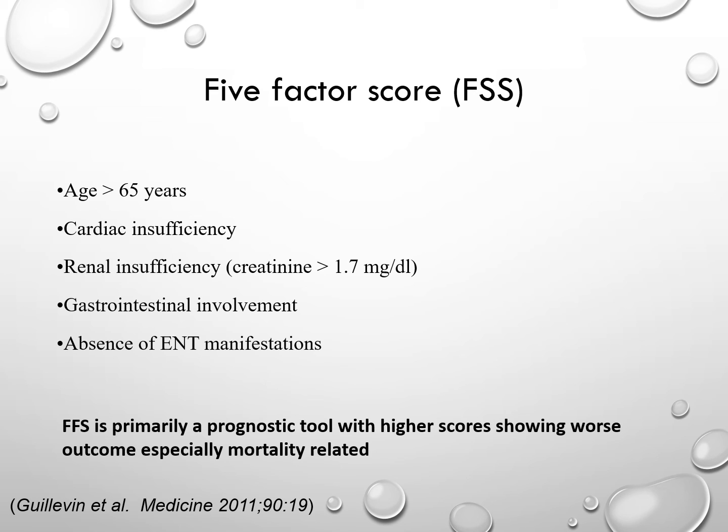In 2011, the five-factor score was revised. Proteinuria and CNS, two items, were omitted, and age more than 65 and absence of ENT manifestation were added. According to their findings, they found a statistically significant higher mortality rate in patients more than 65. Another finding was that patients who have ENT manifestation had a better prognosis and less mortality. So that's why they included these two points.